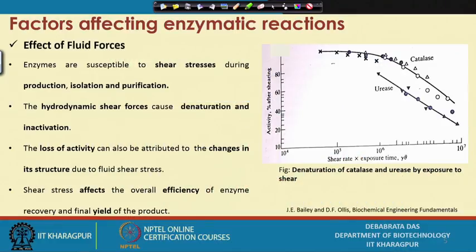We might be aware that enzymes secreted by living cells usually have a surface tension of about 1 dyne per centimeter, but here it is 80 dynes. So naturally, when they come to the interface, there is every possibility the enzyme will undergo deactivation. So this is how the different physical forces affect the activity of enzymes.